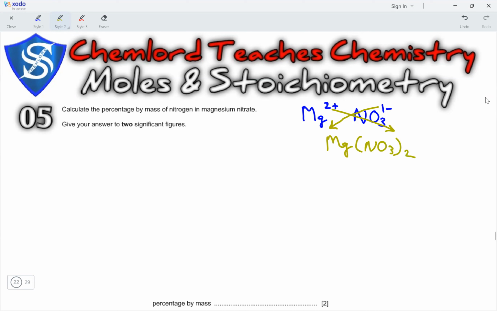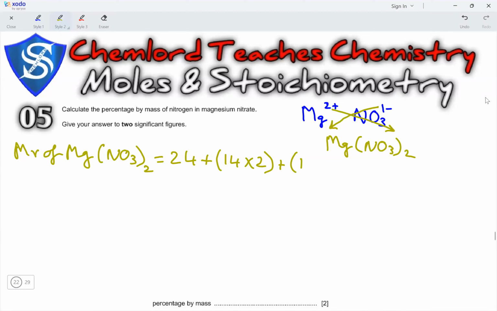So the formula of magnesium nitrate would be Mg(NO3)2. The next thing we need to do is to calculate the Mr of magnesium nitrate. So this can be done by adding together the Ar of all the atoms present in the molecule. So that would be mass of magnesium, which is 24, added to the mass of nitrogen, which is 14. And since there are two atoms of nitrogen, 14 times 2. And this is added to the mass of oxygen, which is 16, and there are 6 atoms of oxygen present. So when we add all these values together, we get an Mr value of 148.